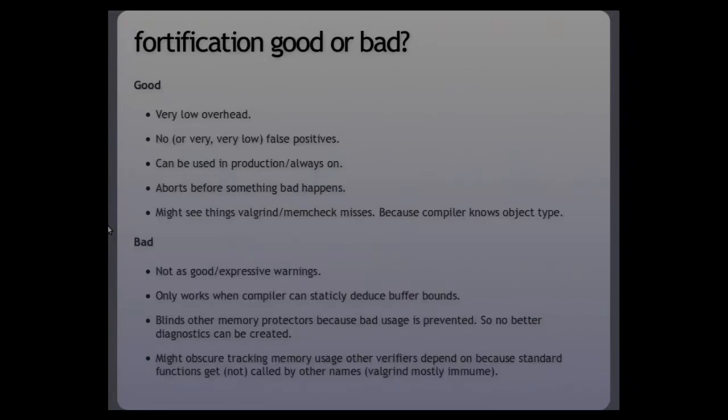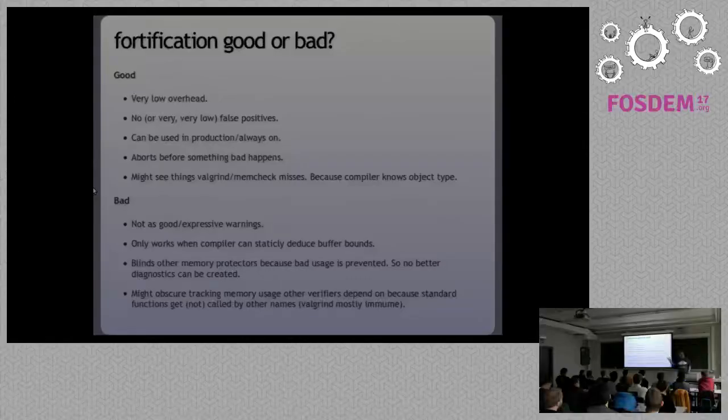On the other hand, it might actually flag something that valgrind or memcheck would miss, because the object knows the object size. And as we saw in that first example, if you have a large structure, memcheck might think, yeah, well, there's addressable memory. I don't mind if you write over that. So that's nice.